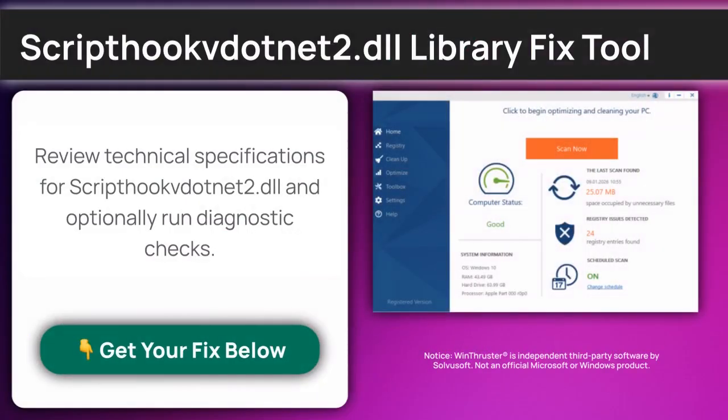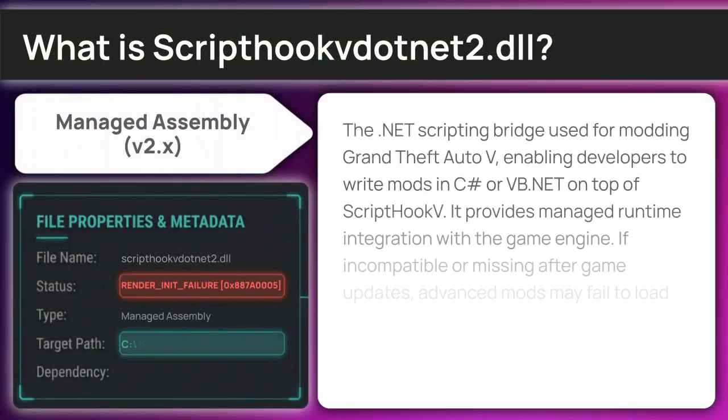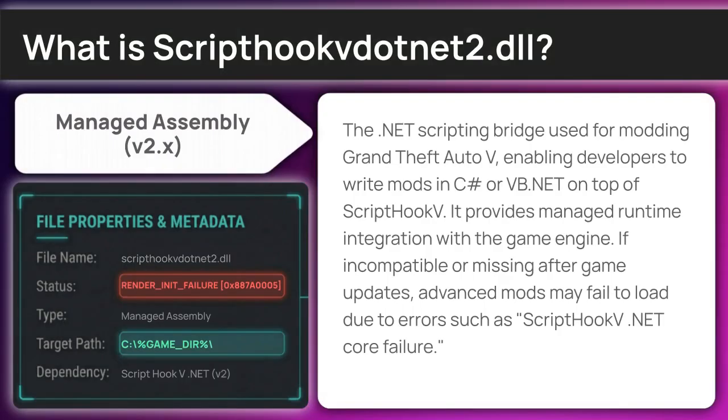This is the scripthook5.net version 2, the .NET scripting bridge used for modding Grand Theft Auto V, enabling developers to write mods in C# or VB.NET on top of scripthookv. It provides managed runtime integration with the game engine. If incompatible or missing after game updates, advanced mods may fail to load due to errors such as scripthookvdotnet core failure. Now that you're up to speed on the file's role, let's begin the repair process.